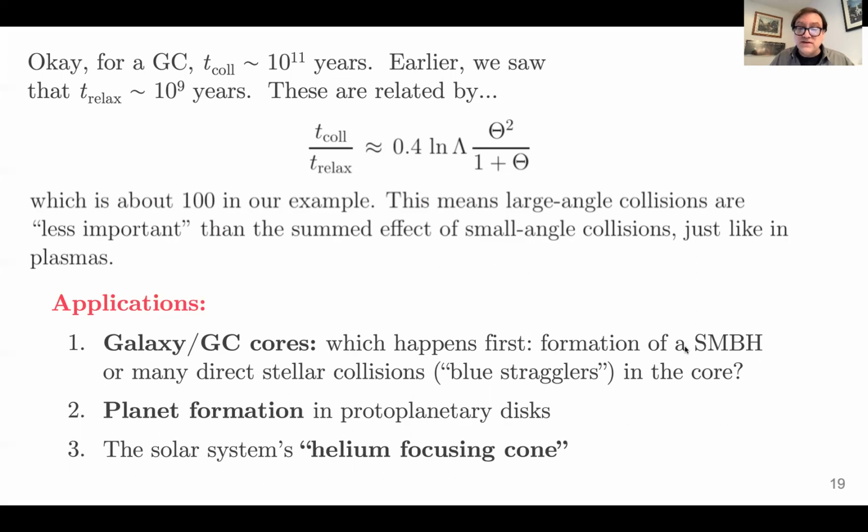You can sometimes have enough things collapsing together to form a supermassive black hole, but sometimes you can have many individual stellar collisions, and you can see the hints of those happening in globular clusters. I talked about blue stragglers last time. So yeah, I don't have too much time to talk about that and everything else.